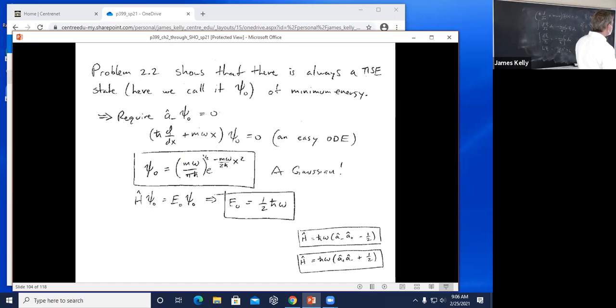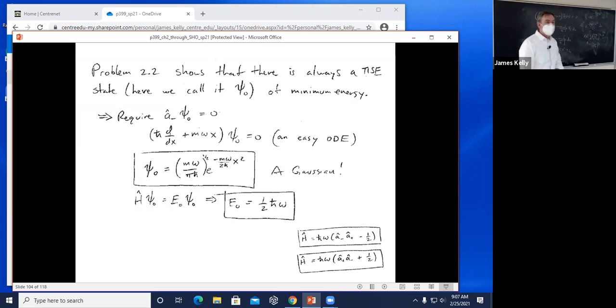Now that I've got this function, so I know what a is, some annoying normalization constant, I can apply h to that and figure out what the ground state energy is. And when you apply h to it, you can just figure out that 1/2 h bar omega comes out in front of this. So the ground state energy for the harmonic oscillator is 1/2 h bar omega.